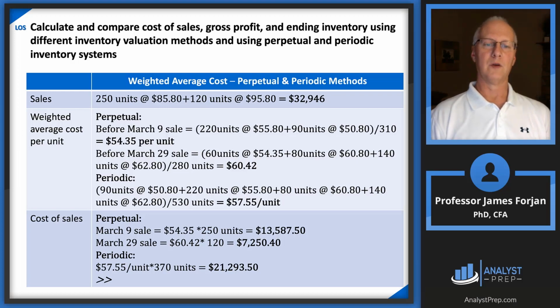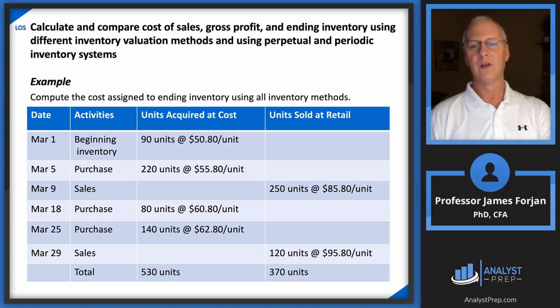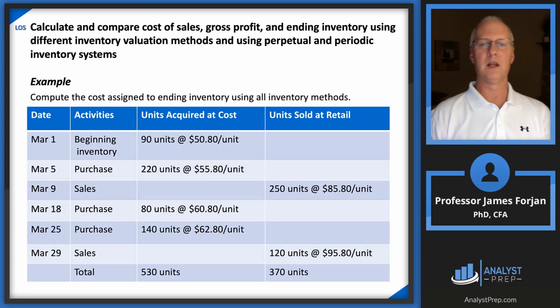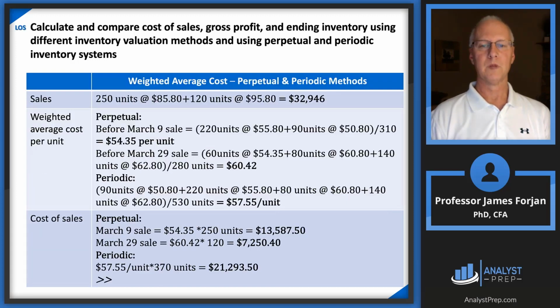We're going to take those 90 units at the original $50.80, then the 220 at the $55.80, right? Then the 80 at the $60.80, and the 140 at the $62.80. So that's really just all that stuff right there in the middle column. And then we're going to divide by 530 units because that's how many we produced. So that gets us $57.55 as a periodic weighted average cost per unit.